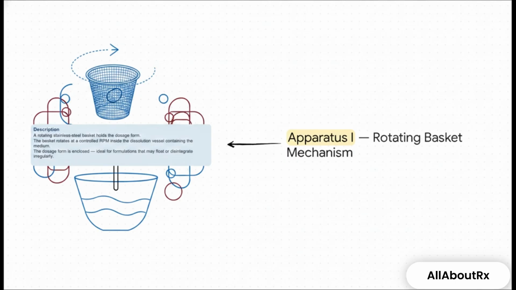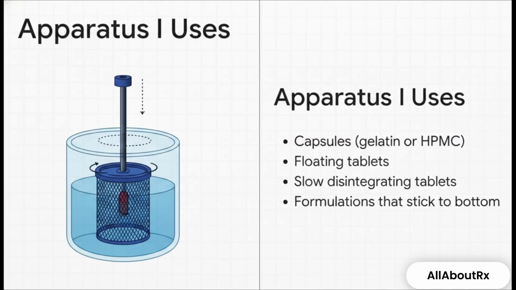The really key feature here is that the dosage form is completely enclosed within that mesh basket. And that enclosed design illustrates exactly why it's used for these specific formulations. Think about a low-density floating tablet, or just a standard gelatin capsule. If you just dropped those into a beaker, they'd float right to the top or act completely unpredictably, right? Because the stainless steel basket rotates inside the vessel, it's absolutely perfect for capsules or floating tablets that might disintegrate irregularly. The basket just keeps everything safely contained and completely controlled.